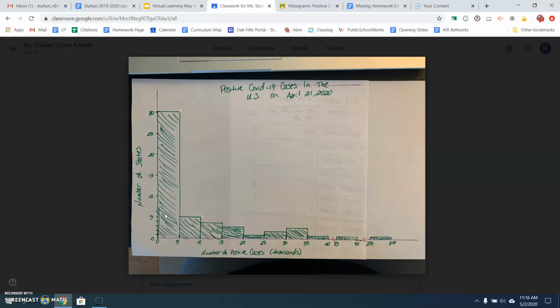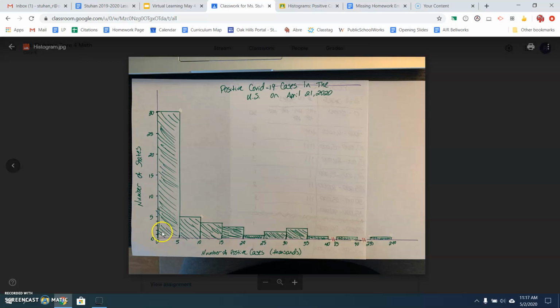It's a range, or what I refer to as a bin. So we took all the states that had between 0 and 5,000 positive cases, and we put them into one bin or one container and counted all of the states that were in there. So when I did it, there were 30. Now, this week, when you're looking at the data, there are fewer states because there are more positive cases. So the data is different than what I have on my chart.